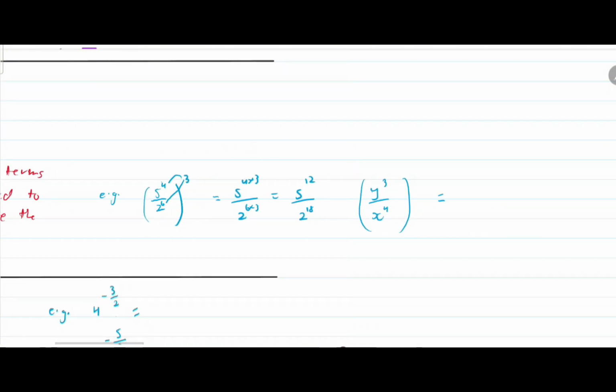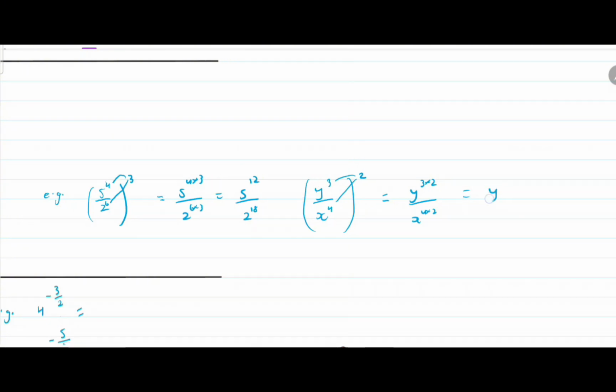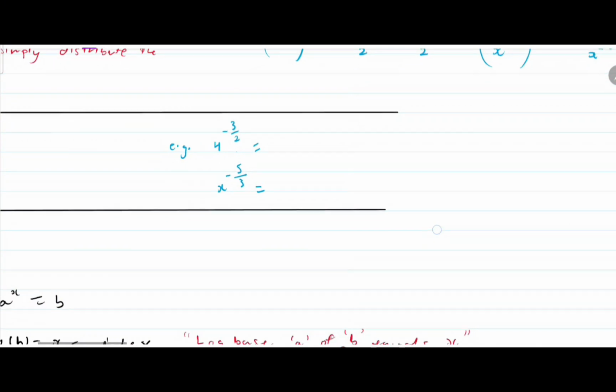So if I have y cubed over x to the 4th, all being raised to, let's say, the 2nd power, it is going to be equal to, remember, distribute, y raised to the power of 3 times 2 divided by x raised to the power of 4 times 2. That's going to be equal to y raised to the power of 6 divided by x raised to the power of 8. Okay.